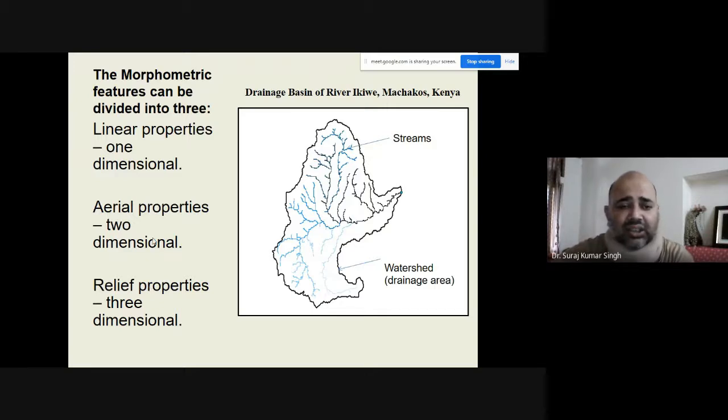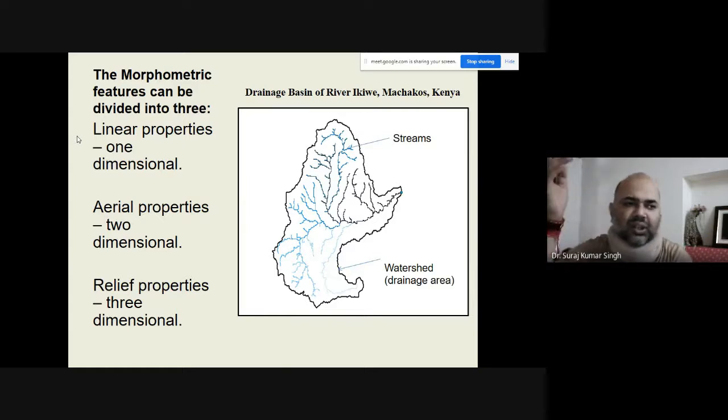Now, the next is that morphometric features can be divided into three types. All these variables that we have stated earlier in the previous slide can be divided into three categories. The first category is linear properties, which are in line, and those features are one dimensional. Then you have areal properties, they are two dimensional. And finally, the relief property.